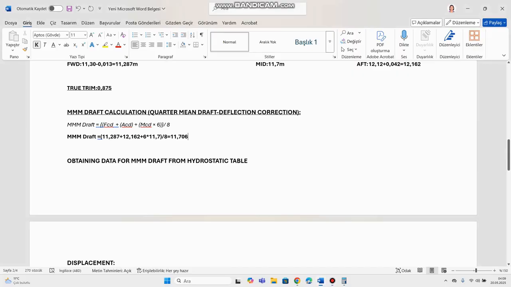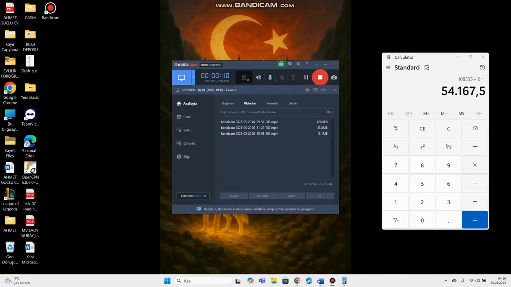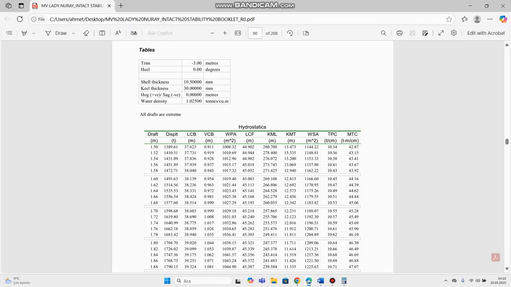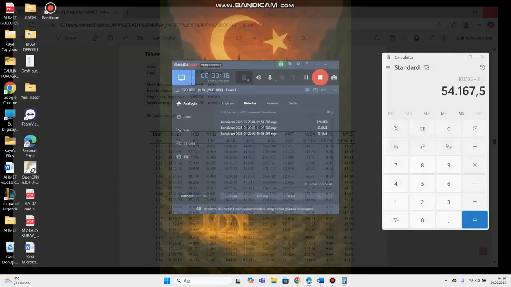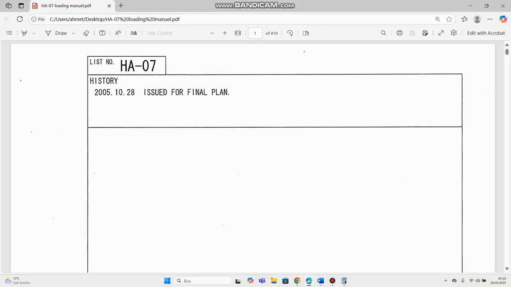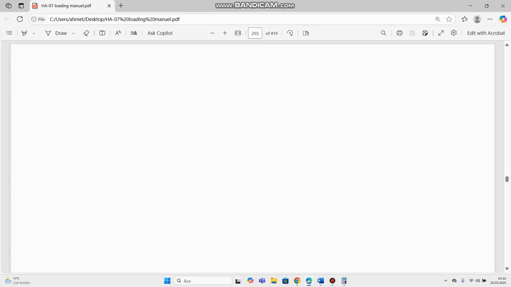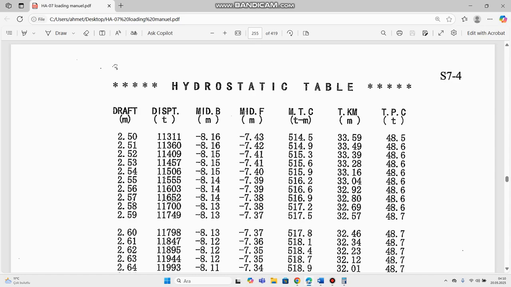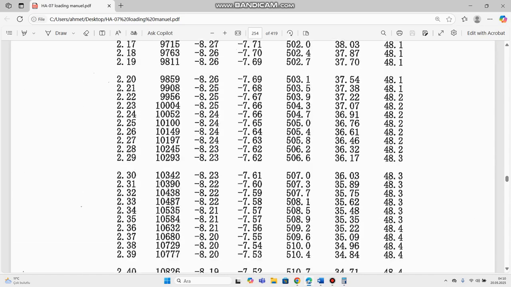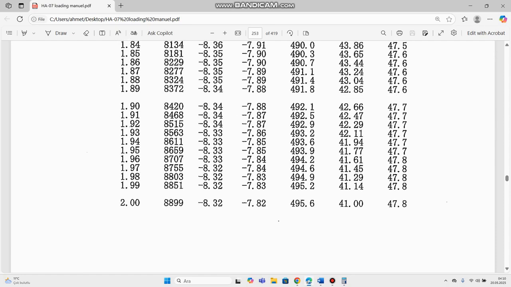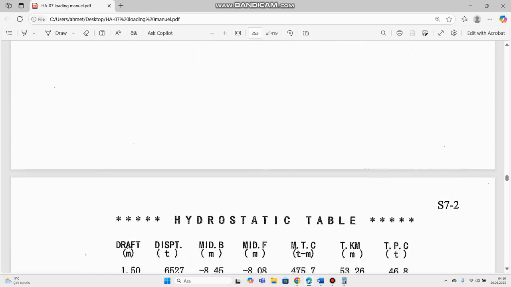Next step is obtaining data for mean of mean draft from hydrostatic table. Let's open our hydrostatic table. Not this one. Two, five, five. Yeah, this one. Let's come to first page.